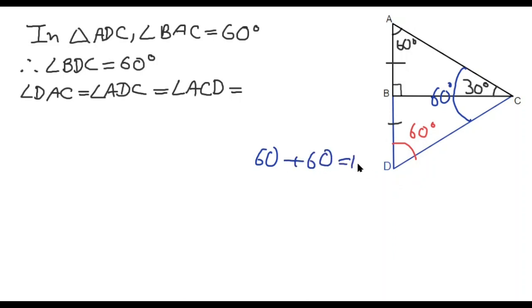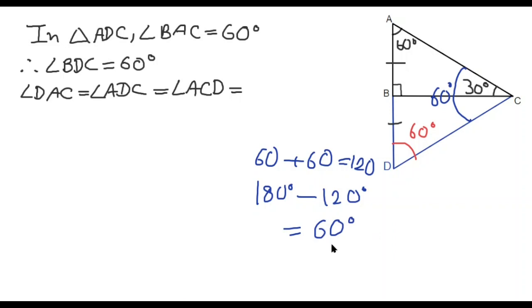So which is equal to 120. Okay, 120 degrees. Now the sum of measures of angles of a triangle is how much? 180 degrees. Okay, so 180 degrees minus... see, if we add all the angles of a triangle, then we should get the sum of measures as 180 degrees. But here we have 60 plus 60. What we got? 120. So 180 minus 120 degrees, which is equal to how much?